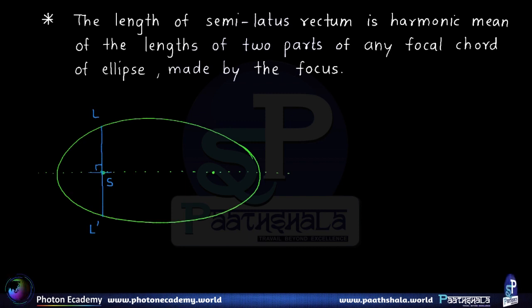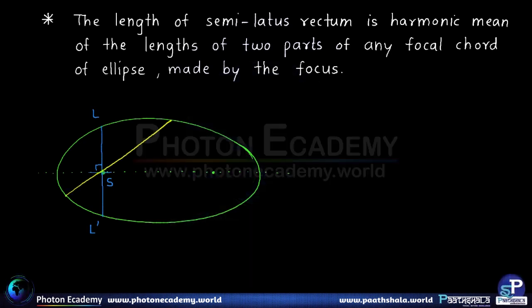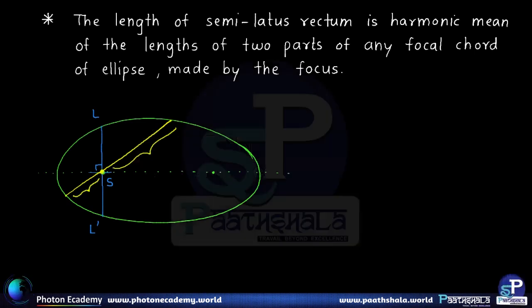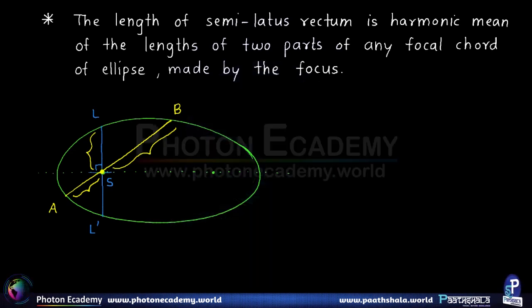Now let's consider any focal chord, that means the chord that passes through the focus. So clearly that will get divided by the focus. Let's call the endpoints of the chord A and B. Therefore AS and BS are the two parts of the focal chord made by the focus, and LS represents the semilatus rectum, that is half of the latus rectum. So what this property is saying is the length of semilatus rectum, that is LS, is the harmonic mean of the lengths AS and BS. Okay, so that is the meaning of this property.